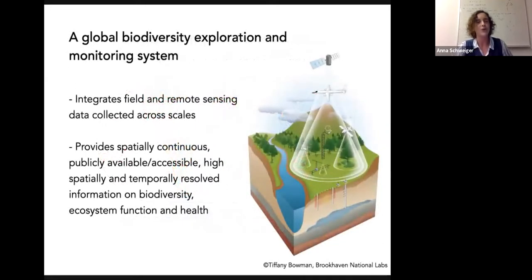So what we need, what we dream of, and by we, I'm talking about the Earth observation biodiversity community, is a global biodiversity exploration and monitoring system. Ideally, it would integrate field and remote sensing data collected across different scales and provide spatially continuous, publicly available and accessible, high spatially and temporally resolved information on biodiversity, as well as ecosystem function and health.